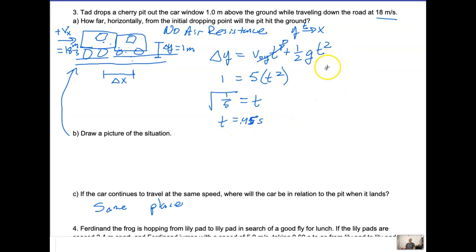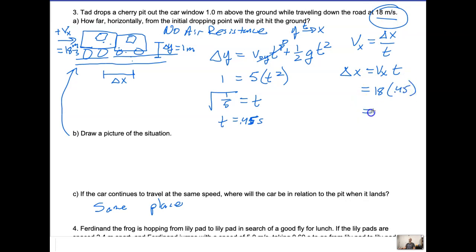Awesome. Let's move on and find out how far it went. We know the speed in the x direction. We know delta x and t, so we're looking for delta x. So delta x is really just vx times t. Our velocity in the x, remember, is 18. Our time is 0.45. When you multiply those two together, you're going to end up with your answer. I need to calculate that really quick. Hold on. All right, 18 times 0.45 is going to give you 8.1 meters. And so that's our distance right here.